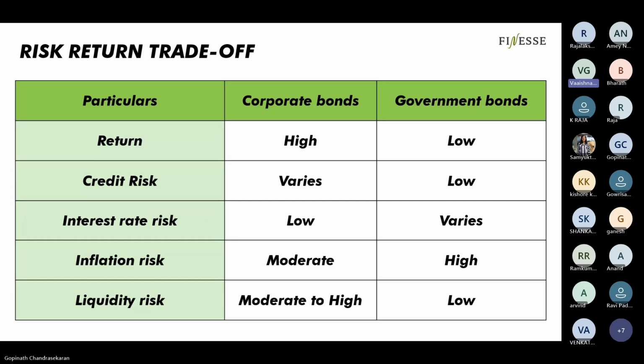Next, when we consider interest rate risk, it is low for corporate bonds and varies for government securities. The main reason for this being the maturity of the instruments. Corporate bonds usually have shorter maturities, and so they are less sensitive to interest rate changes. But when we look at government securities, a government bond with shorter maturity is less sensitive to changes in interest rates as it is paid off sooner. But a GSEC bond with a longer maturity is more sensitive to interest rate changes.